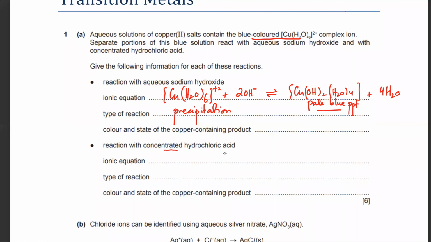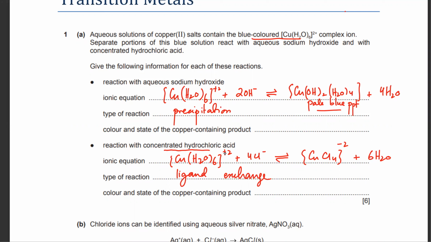The next one is with concentrated hydrochloric acid. So it's copper with 6 water molecules. And this time there would be 4 Cl minus ions, and they're going to replace, so it's going to be CuCl4. Copper ion is going to get surrounded by Cl minus 1 ions, and the 6 water molecules are going to get knocked out. So this one is a ligand exchange reaction. And the color of the complex is greenish yellow.